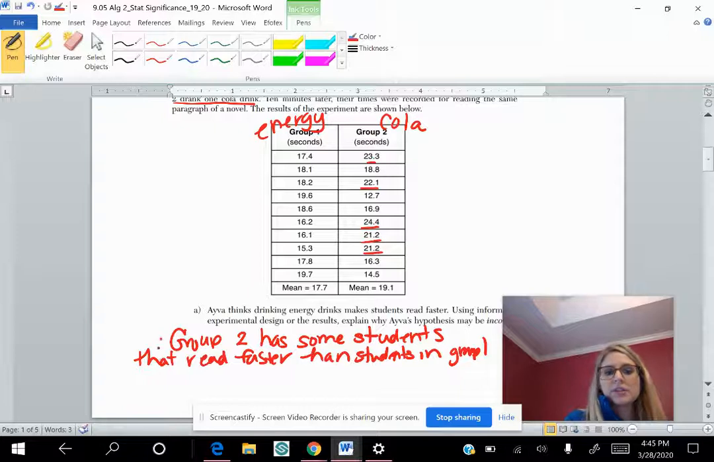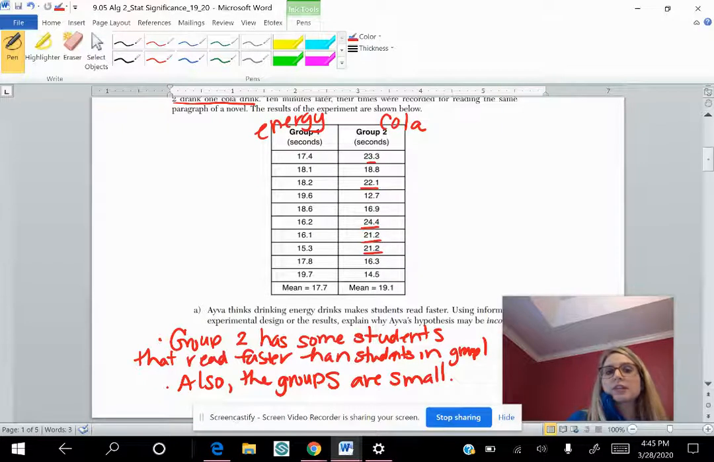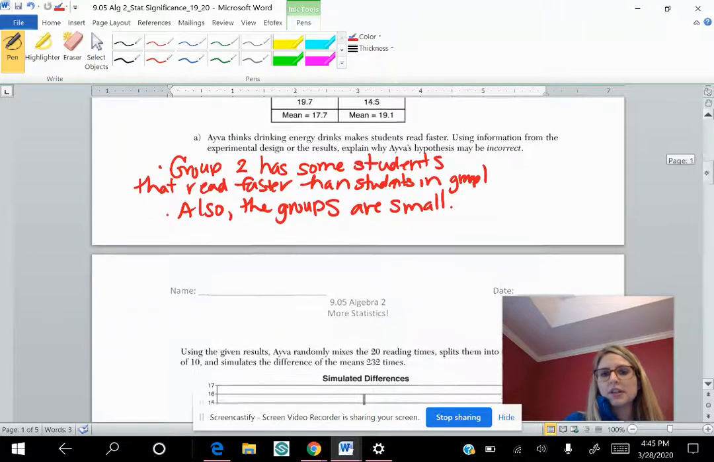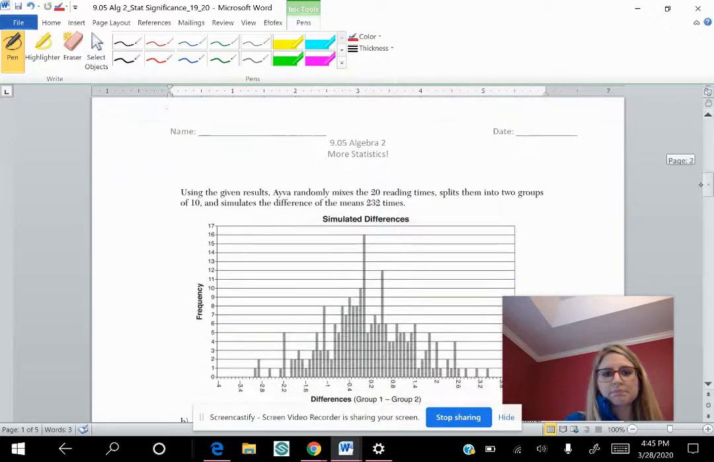You might also say something about that the groups are really small. There's only 10, I think it was 1, 2, 3, 4, 5, 6, 7, 8, 9, 10. Yeah, there's only 10 people in each group. And that's small for a study. So the more people you have, the more accurate your data is going to be representing a certain population.